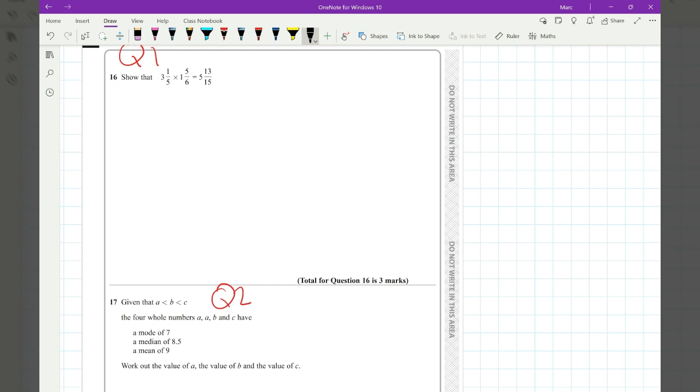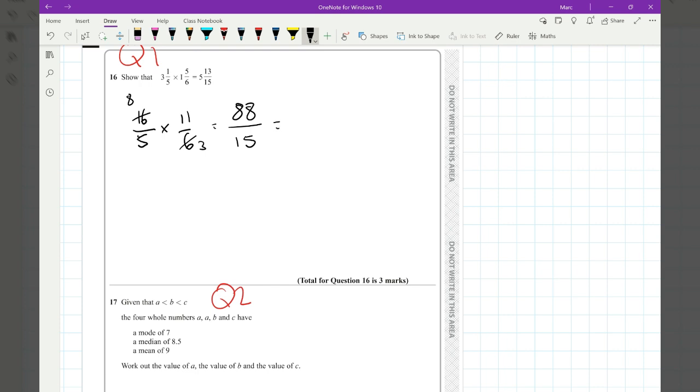So although you can use calculator for everything, you need to be able to show that 3 1/5 times 1 5/6 makes 5 and 13 over 15. So the first step is to turn them into improper fractions, giving us 16 over 5 times 11 over 6. I quite like to cross cancel, so we're going to turn that into an 8 and that into a 3. And then we can multiply across. 8 times 11, 88. 5 times 3 is 15.